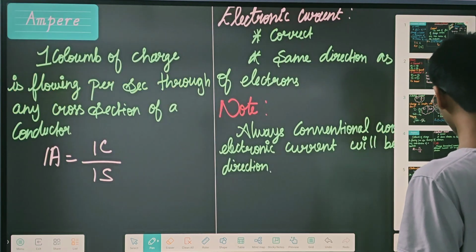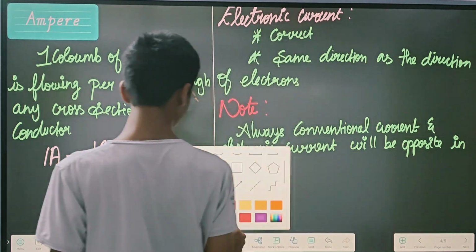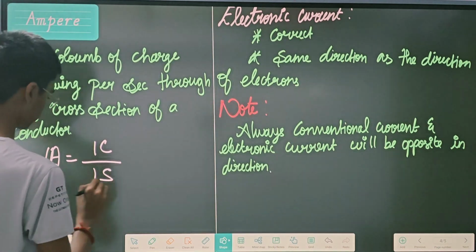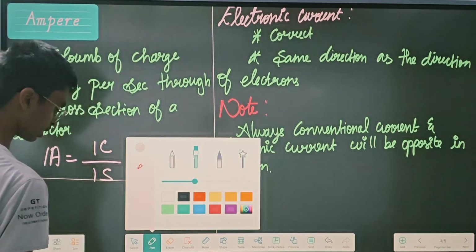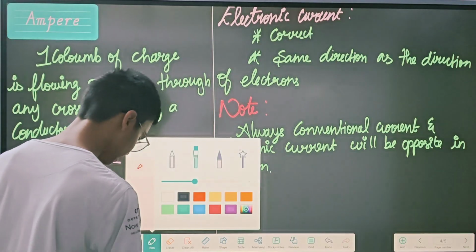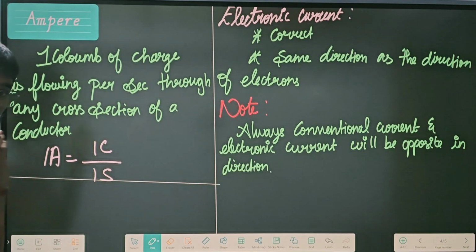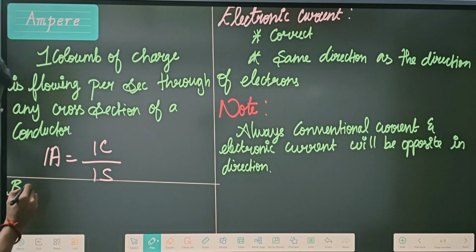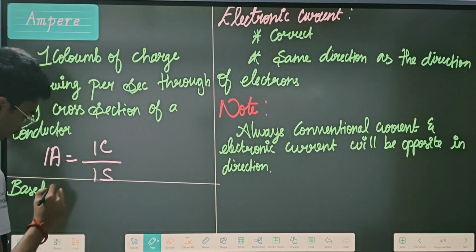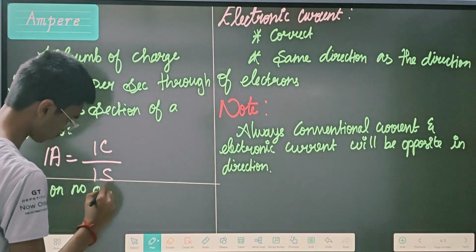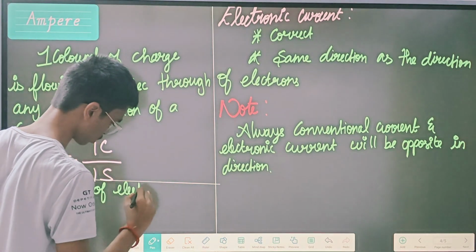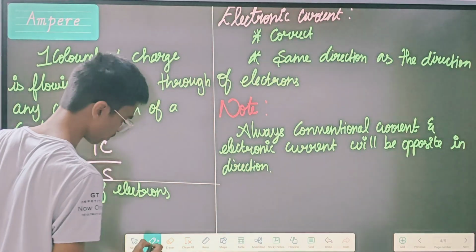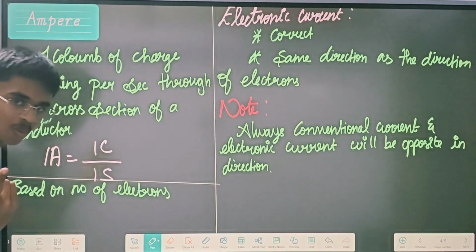One point in current I have to say. Okay, only one point in current I have to say. That one point is based on the number of electrons. By saying this itself, many of you would have found what it is.